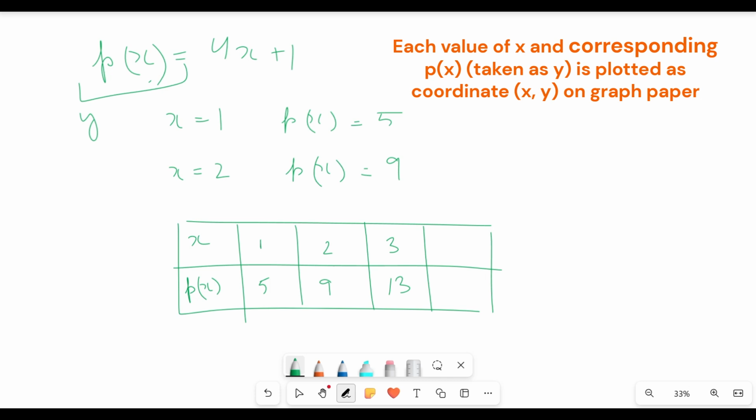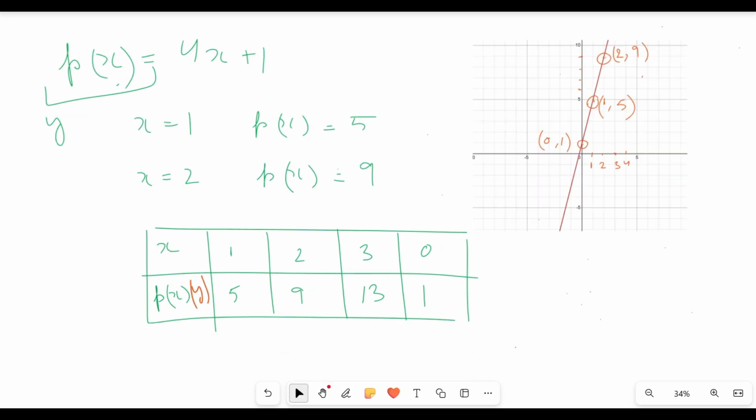So I have taken different values of x and the corresponding p(x). I can take x as 0 also, then y is 1. I can plot these values of x and y. I told you this p(x) I can consider as y on graph paper. After plotting, I am getting a straight line. So I have plotted (1, 5), (0, 1), (2, 9).